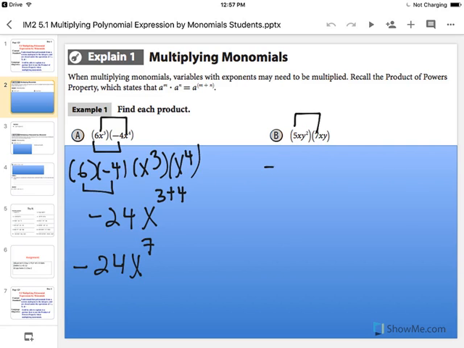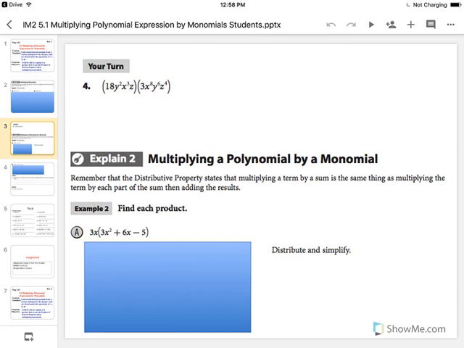So this gives us 35, and x times x gives us x squared, and y squared times y gives us y to the third power. Okay, let's go on to the next one. So example 4, your turn. Can you guys work this out, and I'll give you the answer in a minute.